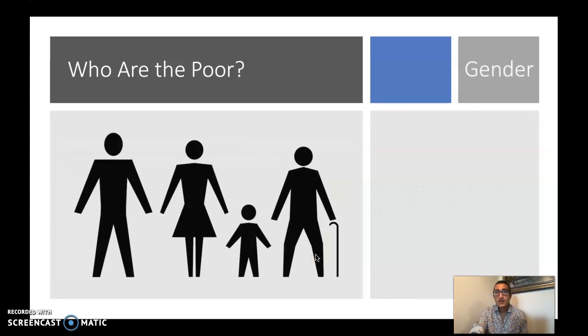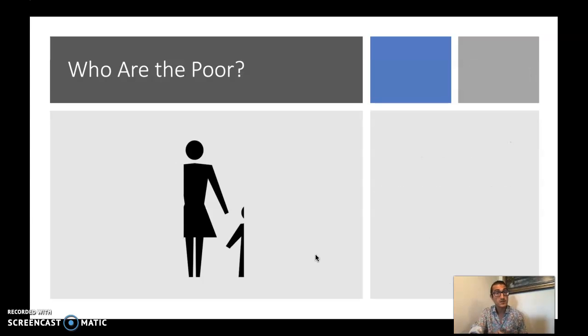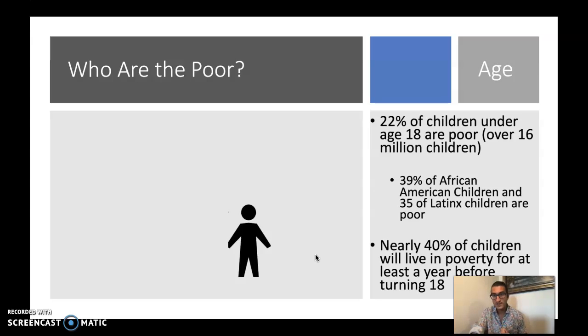In terms of gender, we know that women are disproportionately affected by social class inequality. Women and girls are more likely to live in poverty than men. Women are poorer than men in all racial and ethnic groups. The high rate of female poverty around the world is a phenomenon that's referred to as the feminization of poverty. So around the world, women are more likely than men to live in poverty. This is not a social trend that is unique to the United States. This is common in virtually every country around the world. And we'll talk more about this when we specifically focus on gender in a few weeks here.